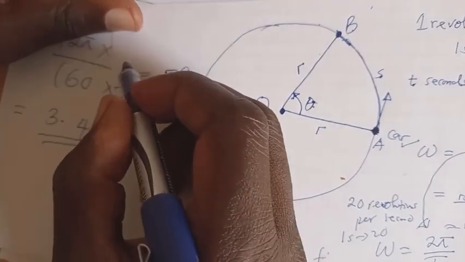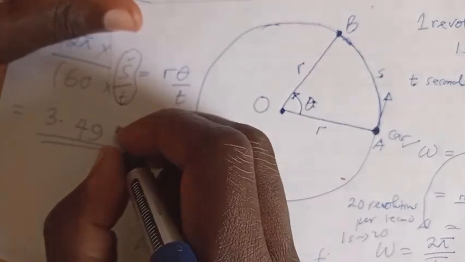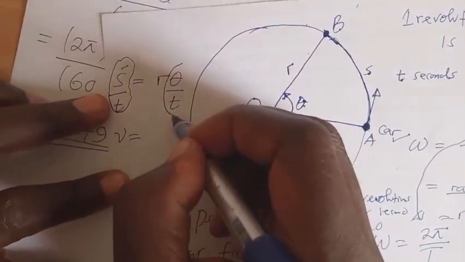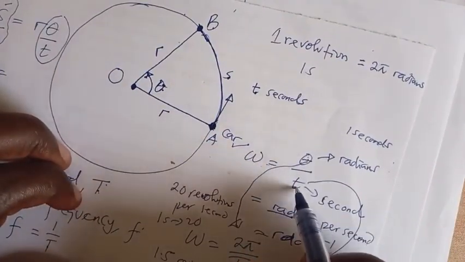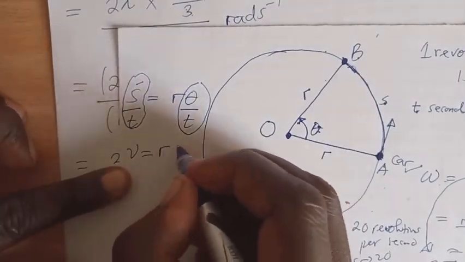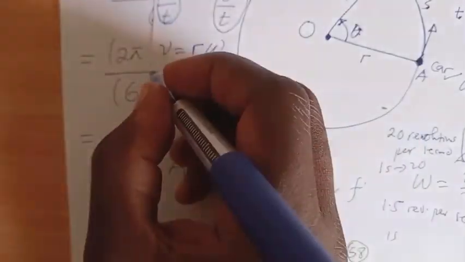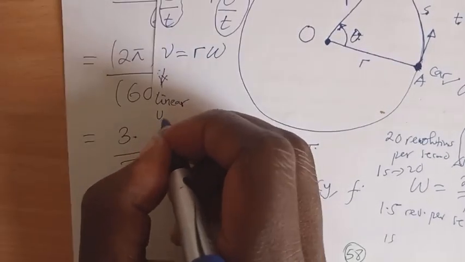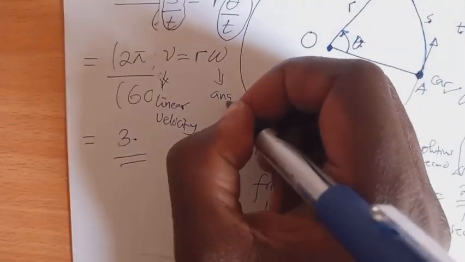Now, since this one is distance over time, clearly you can see the linear speed or linear velocity is equal to, and then this theta over t, can you see, is r omega. We say omega is theta over t. So if I come back to this formula, I will have r omega. You see, v is equal to r omega, where v is linear velocity, and omega is angular velocity.